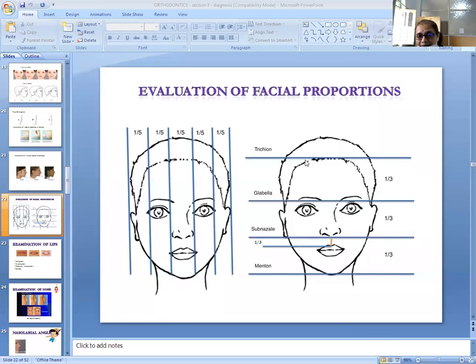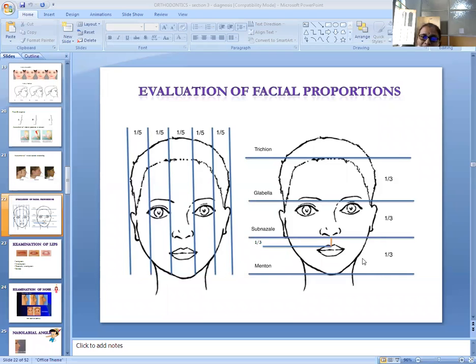So the distance between trichion to glabella will be equal to the glabella to subnasale distance. And if you individually think of this trichion to glabella, this distance will be 1/3 of the length of the whole face. Fine. The lower part, subnasale to menton, this 1/3 is again divided: the distance from the upper lip to the subnasale will be 1/3 of the lower face.